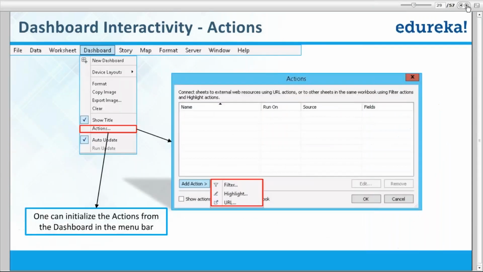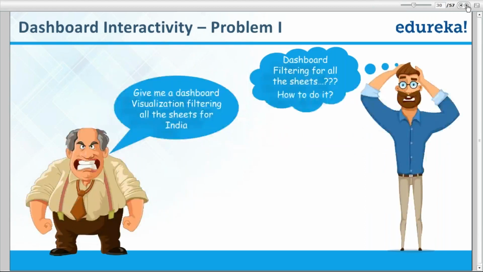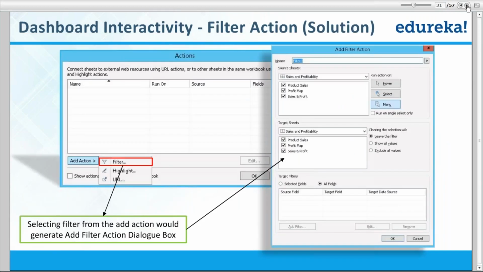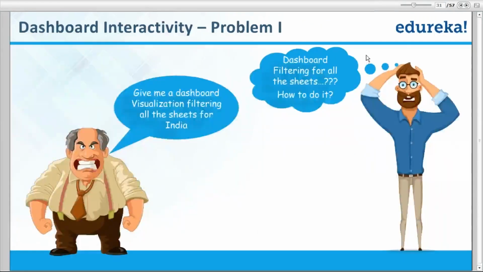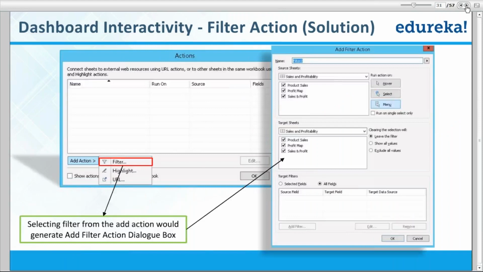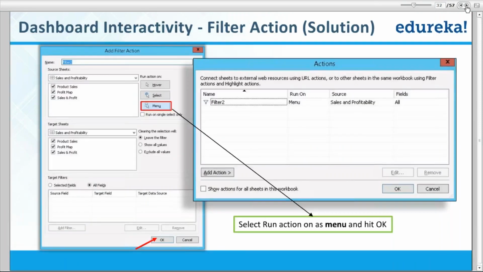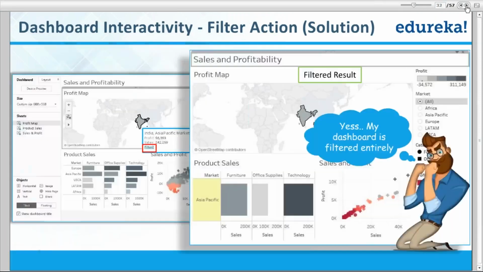So this is the dashboard interactivity that we saw. We saw about the action, how to add the action: filter, highlighting and URL action. So can you answer this question, friends? Give me a dashboard visually filtering all the sheets for India. So basically he has created a dashboard with the map. For now we haven't done maps, so we are not going to see about the map. So basically they are going to run an action there, a menu action. Whenever they select one particular country, that particular data gets displayed.